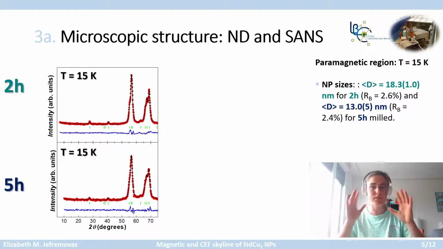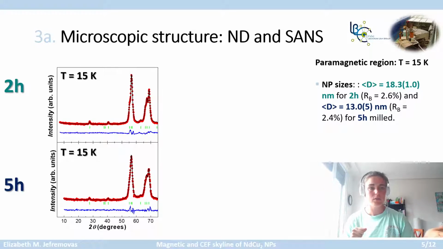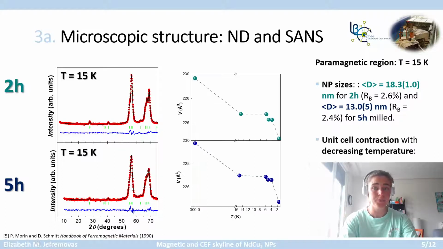So I will start with the microscopic structure, the neutron diffraction part. The neutron diffraction performed in the paramagnetic region allowed us to detect that we are dealing with nanoparticles of about 18 nanometers for the 2 hours milled nanoparticles and 13 nanometers for the 5 hours milled nanoparticles. We have also been able to observe the unit cell contraction with decreasing temperature. This unit cell contraction is enhanced below the Néel transition, revealing the existence of a magnetoelastic effect in this alloy.